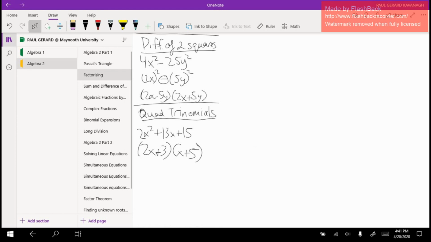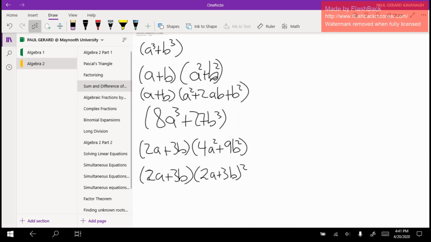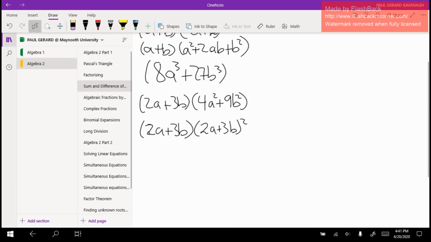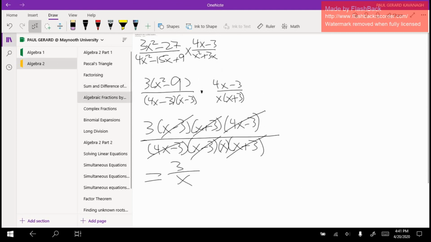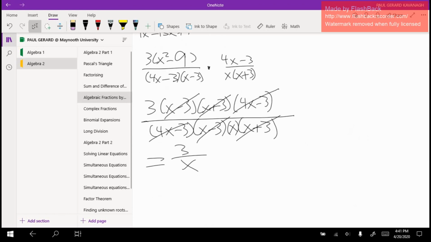Difference of 2 cubes. As you find the highest common factor, take them out, and so you have a squared plus b squared. And with that part, you use the difference of 2 squares. Then algebraic fractions by multiplication. Remember to simplify, factorize, and solve. Try to factorize before you merge them together and see if you can cancel out anything afterwards.